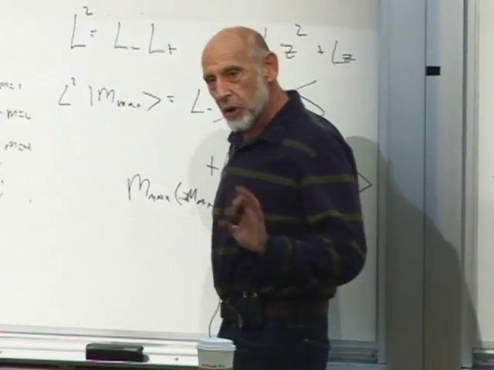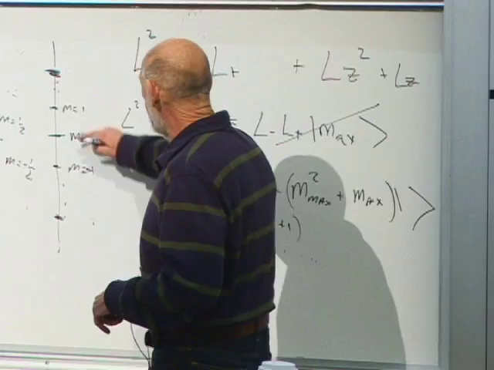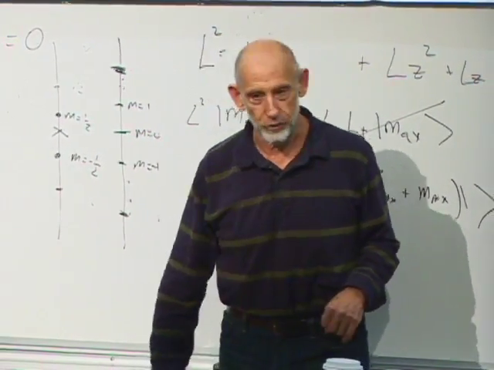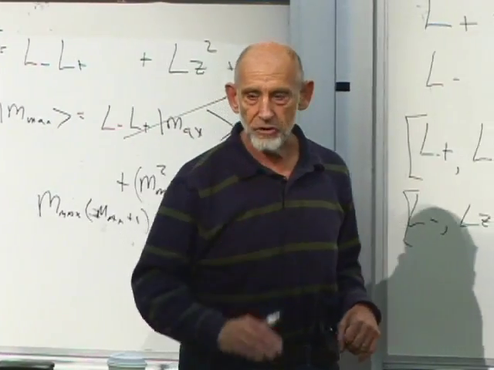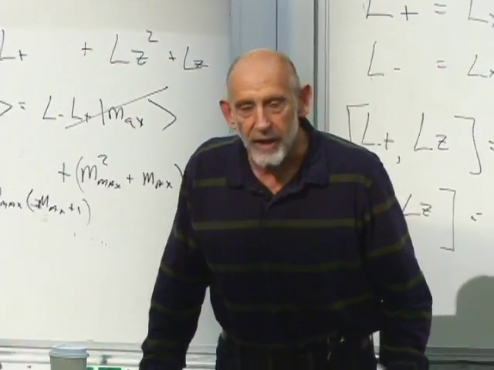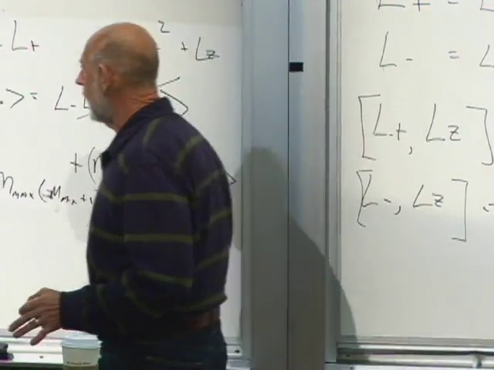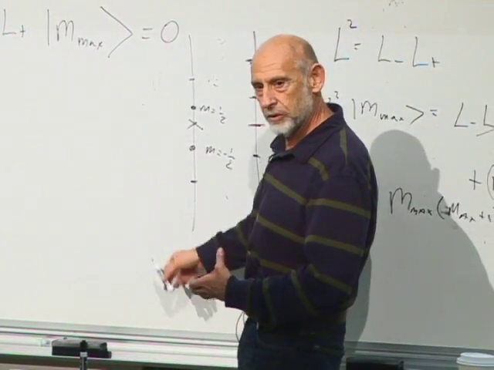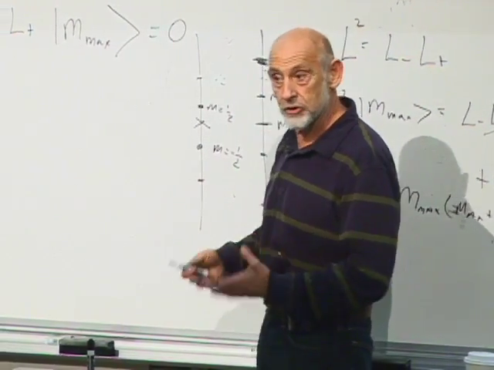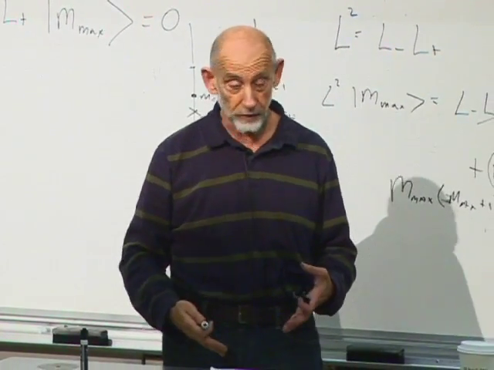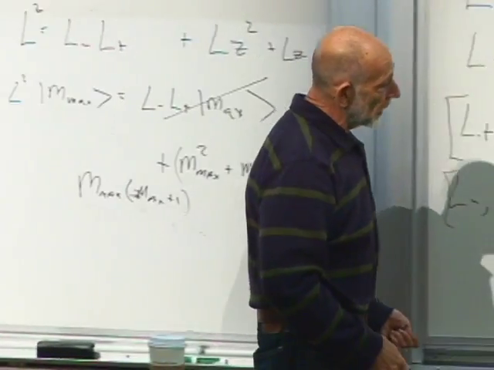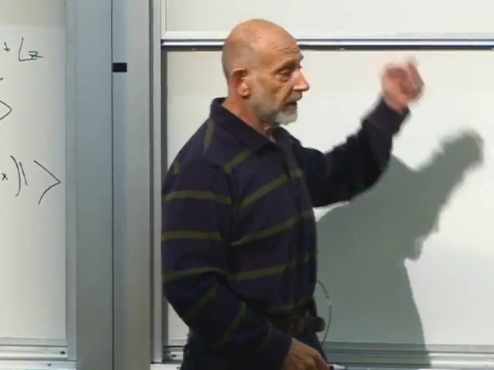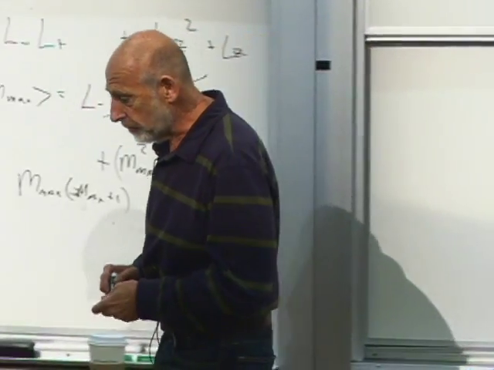Now, if you worked out, you can do this, you can work out L squared on each one of these states, and you'll get the same value. All of these states have the same value of L squared. That is the quantum mechanical analog of the statement that when you rotate the particle to change its z component of angular momentum, it just doesn't change the square of it. It doesn't change the magnitude of it. So that's a little exercise. You could work out using, again, just the commutation relations of the angular momentum.